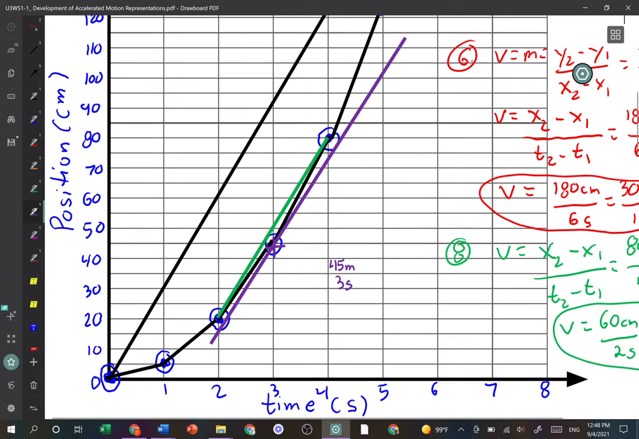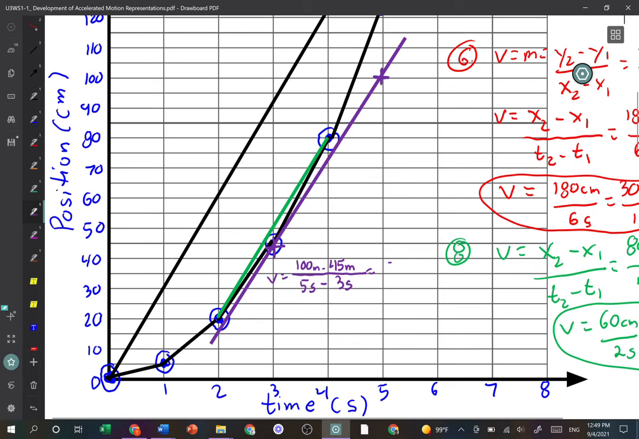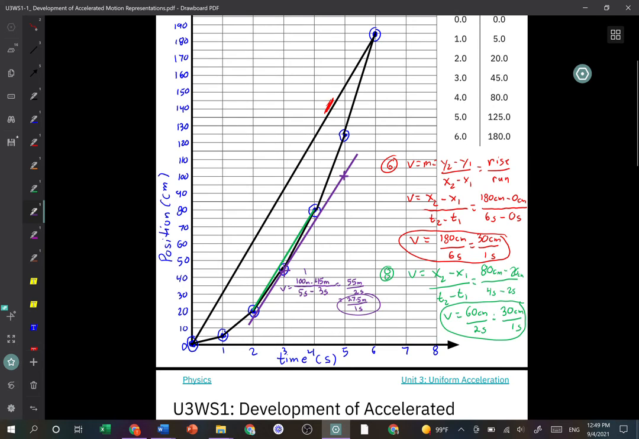Now we just need to find a point either before or after it that we know for a fact what that could be. One that I'm seeing is pretty close is going to be right up here. That looks like it's going to be at 5 seconds, so a bigger time. And it looks like it'll be a position of exactly 100 meters. So using that, the slope of this line, or the velocity at 3 seconds, is going to be 55 meters every 2 seconds, or 27.5 meters every 1 second. And this is going to be for problem number 10.